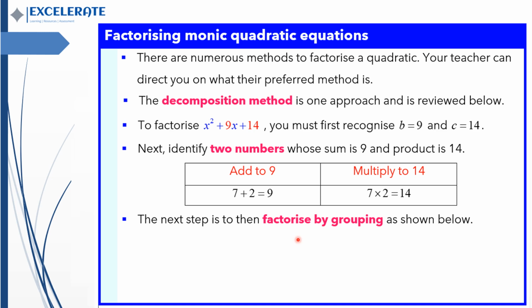So we can decompose the 9x as 7x and 2x and factorize by grouping. So x outside of x plus 7 and 2 outside of x plus 7. The common factor here is x plus 7 with x plus 2 remaining. So our two factors are x plus 7 and x plus 2.